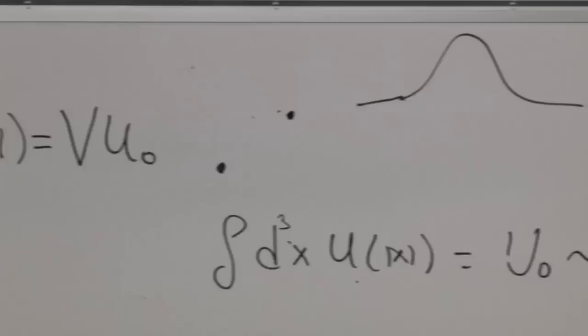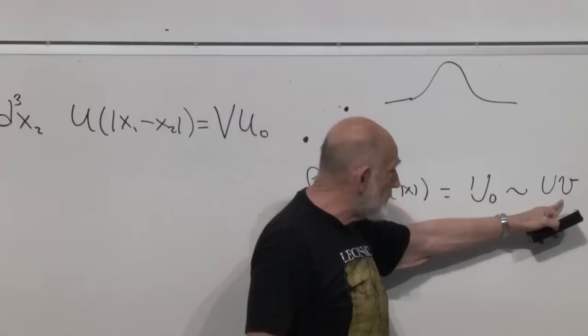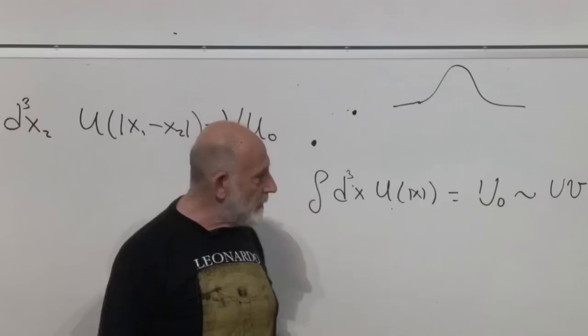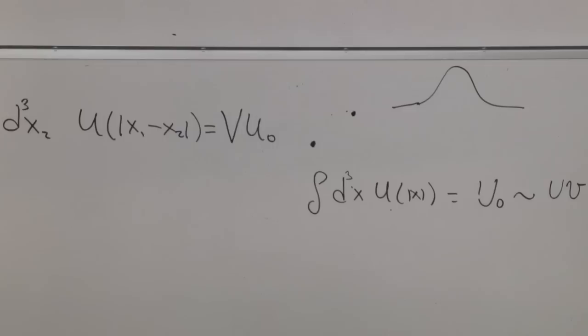The small volume here is absorbed into U naught. We don't have to worry about it anymore. U naught is a combination of the small molecular size volume times the strength of the potential energy between the molecules. And then we have to take into account the other integral, which is the total volume of the system.